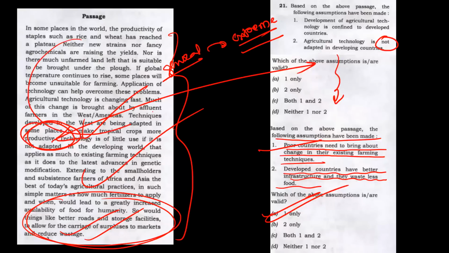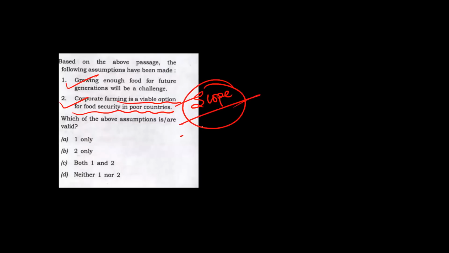Next, based on the above passage, consider the following assumptions. Growing enough food for the future will be a challenge. Yes, this is what the passage is talking about. The yield is plateauing, land is becoming unusable. So the first statement is correct. Second, corporate farming is viable option for food security in poor countries. Again, this goes beyond the scope. The passage is about what? Corporate farming or technology?